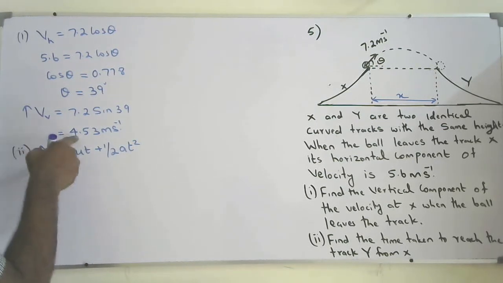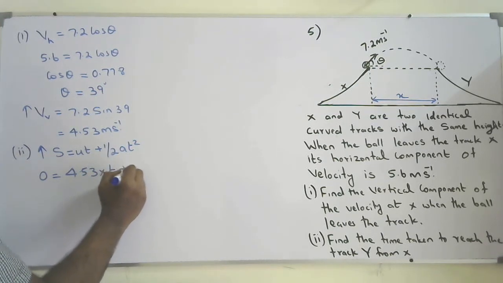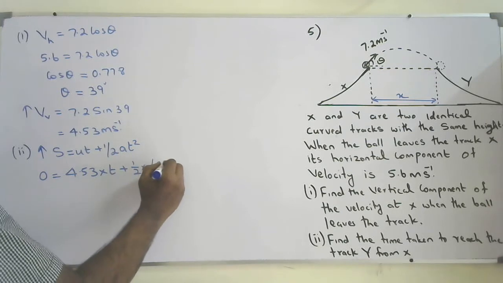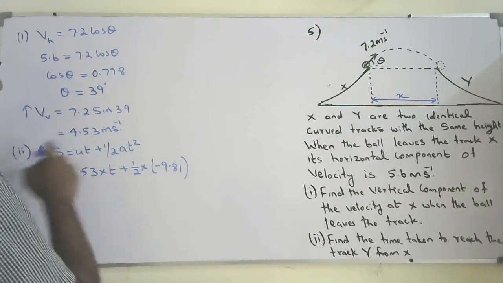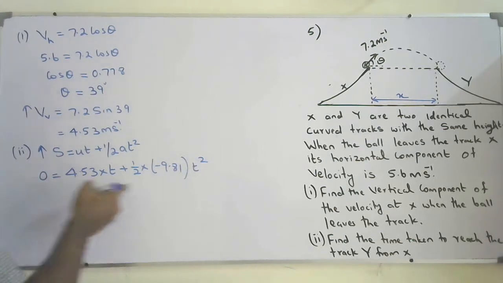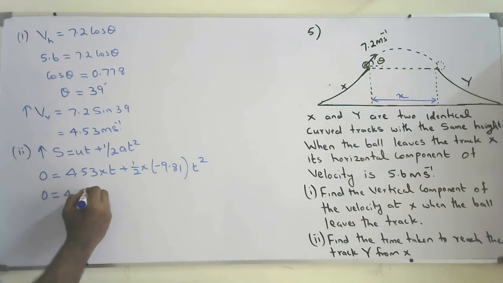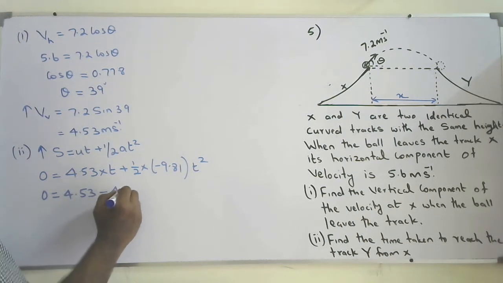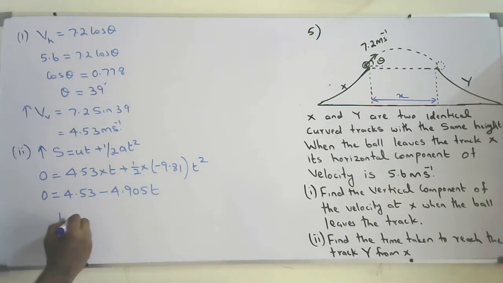The initial vertical velocity is 4.53 into t plus half into minus 9.81, because g is downwards, taking the upward direction as positive, into t squared. I can divide the whole equation by t. So 0 equals 4.53 minus 4.905 t. Find the time. That will be 0.92 seconds.